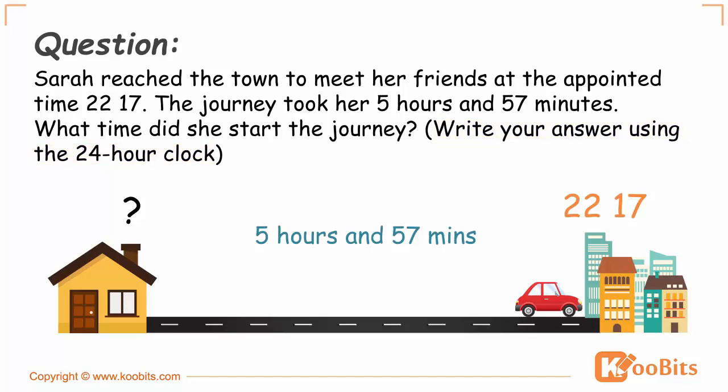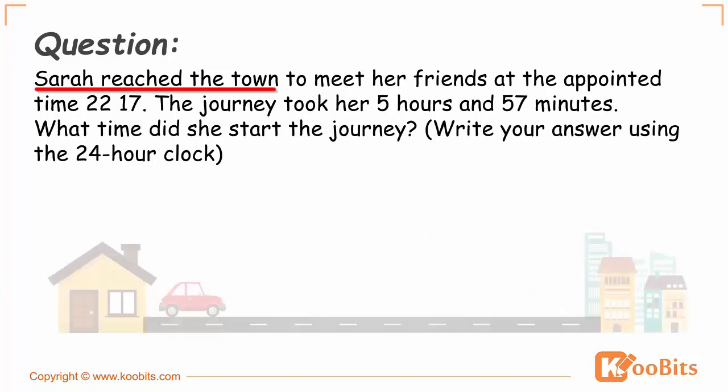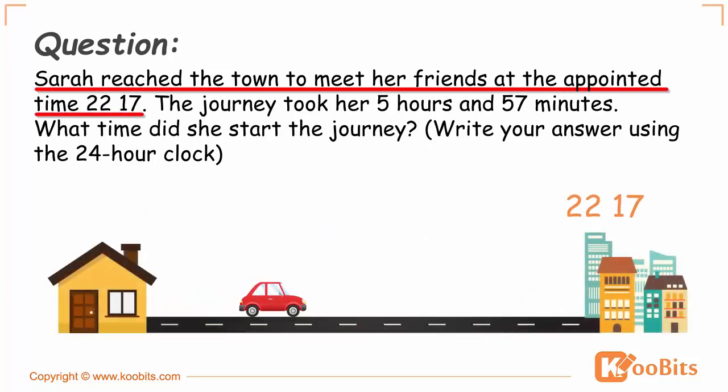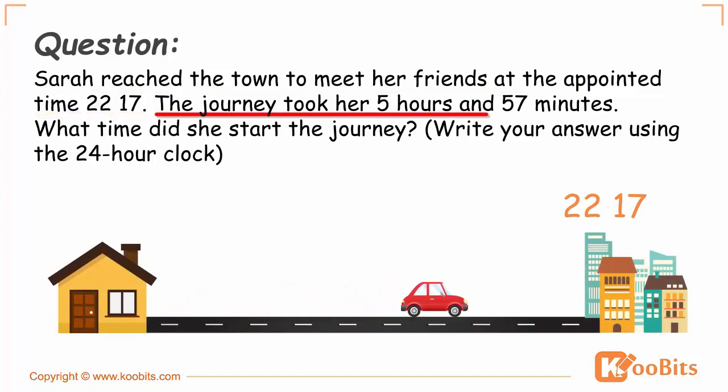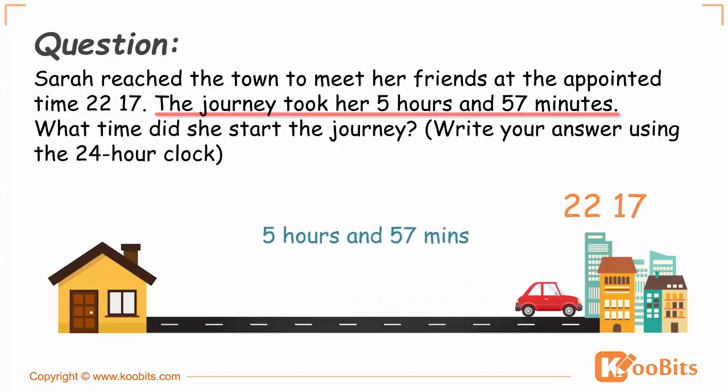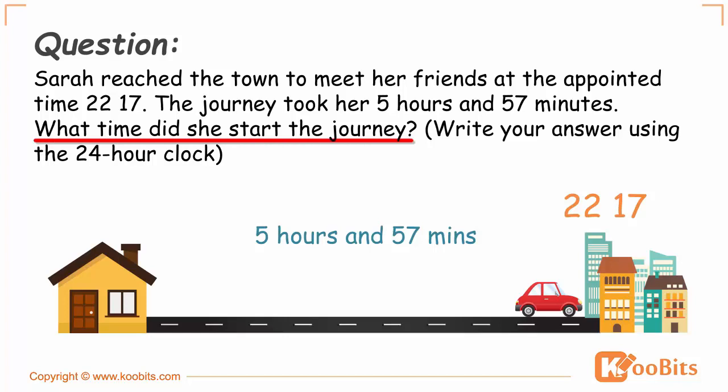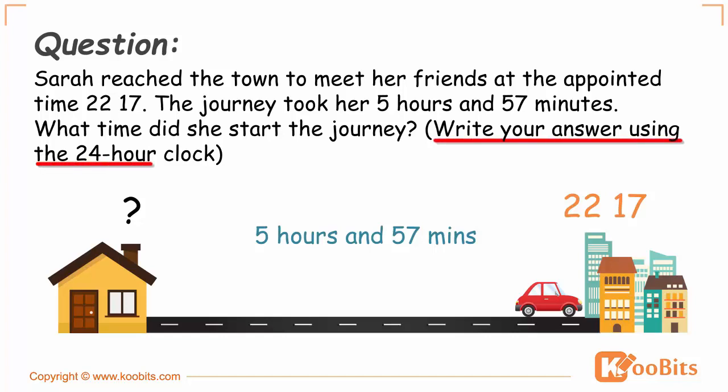Let's break down the question and understand it, shall we? We know that Sarah reached the town at the appointed time 22:17. The journey took her 5 hours and 57 minutes. Sarah traveled for 5 hours and 57 minutes before reaching the town. What time did she start the journey? The question asks us to find the time she started her journey. It also reminds us to use the 24-hour clock notation.